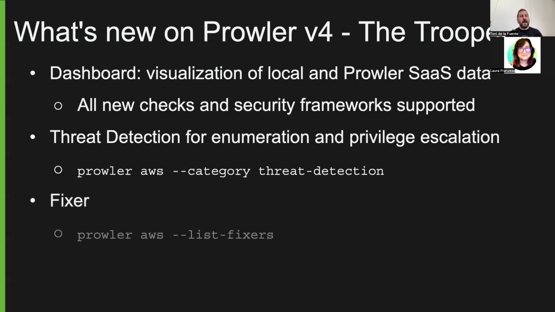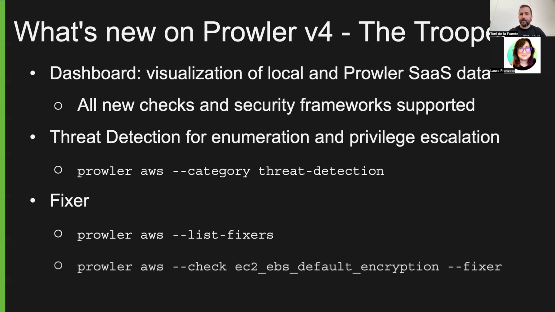Fixer. Prowler has a list of fixers. So far, we have one very easy fix to show you how it works, which is EC2 EBS default encryption. You know how complex it is to fix stuff at runtime. So we don't recommend fixing stuff at runtime if you are a very mature company. You should be fixing stuff with your infrastructure as code, right? On the left side of the code.